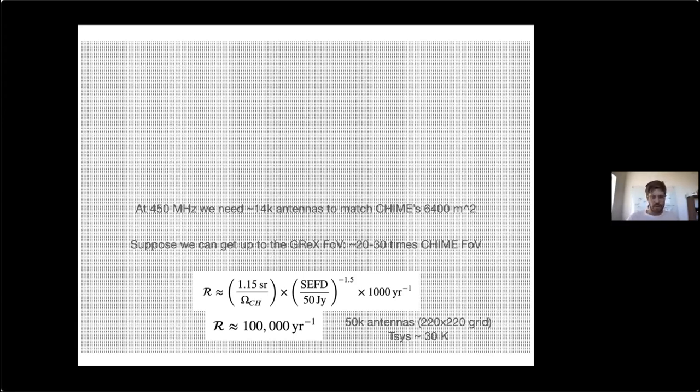And if we use sort of current day technology for the front end and the digital back end, channelization and digitizing and such, we could end up spending over $1,000 per antenna, which would make this whole thing prohibitively expensive, because then you would end up with something like $50 or $100 million. So if you could get the cost per antenna down to order $100 for, again, the LNAs, the ADCs, and the channelization, then the budget is starting to look at least a little bit feasible.